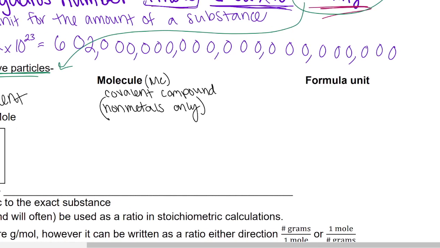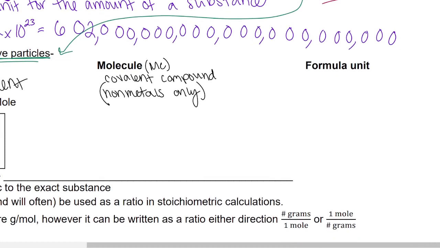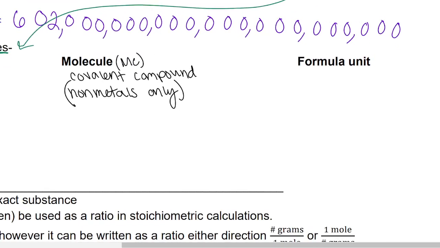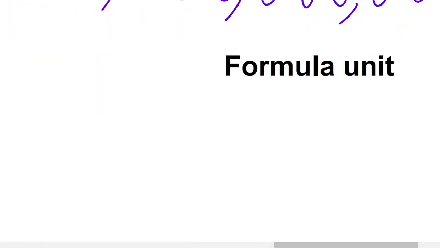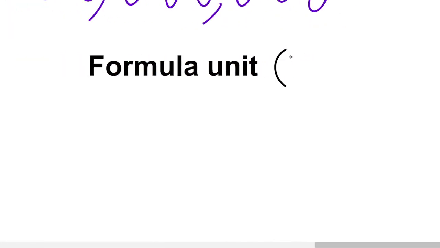And then a formula unit. I abbreviate this one as what? If you're not sure, you should already have this written on your periodic tables. I don't know why this is glitching. Do you see it scooting? Yep. I don't know why it's doing that. That's weird. Oh well. Try again. Okay.